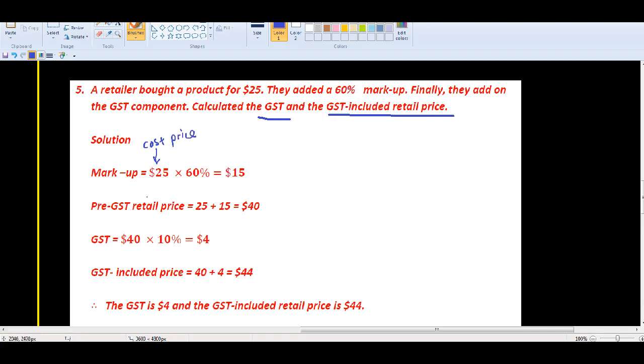So you need to find the markup. It's 60% of that cost price. So you get $15, and to that cost price you add 15. So you add the markup to the cost price, and it becomes the pre-GST retail price. But that pre-GST retail price is not the final retail price for the consumer. You need to times 10%, which is $4 for GST, and so the GST included price is $44.